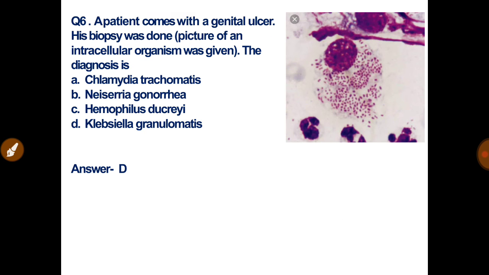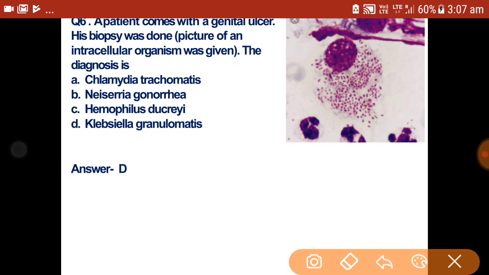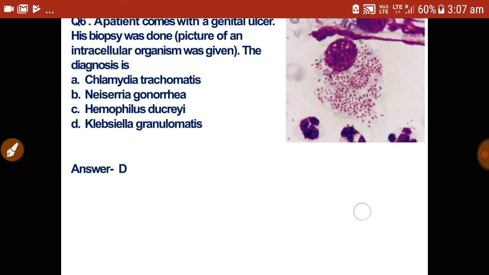Okay, now moving to this picture which comes in every alternate year, maybe in AIIMS, PGI and NEET PG, but it is going to be there. So patient comes with genital ulcer, his biopsy is given, the diagnosis is clearly Klebsiella granulomatis. It shows an intracellular organism, Donovan bodies, and if you see in high power it will show you closed safety pin organism. So clearly Klebsiella granulomatis and a case of granuloma inguinale.